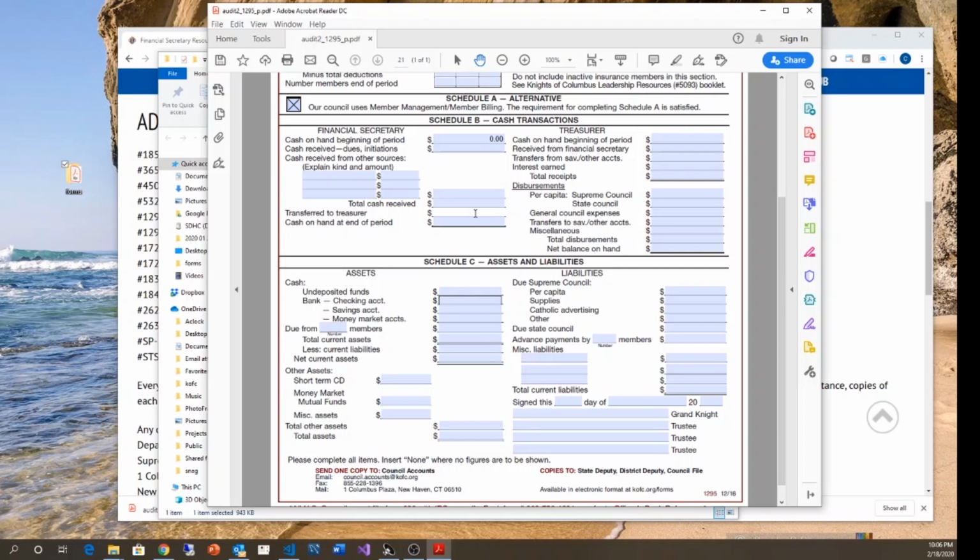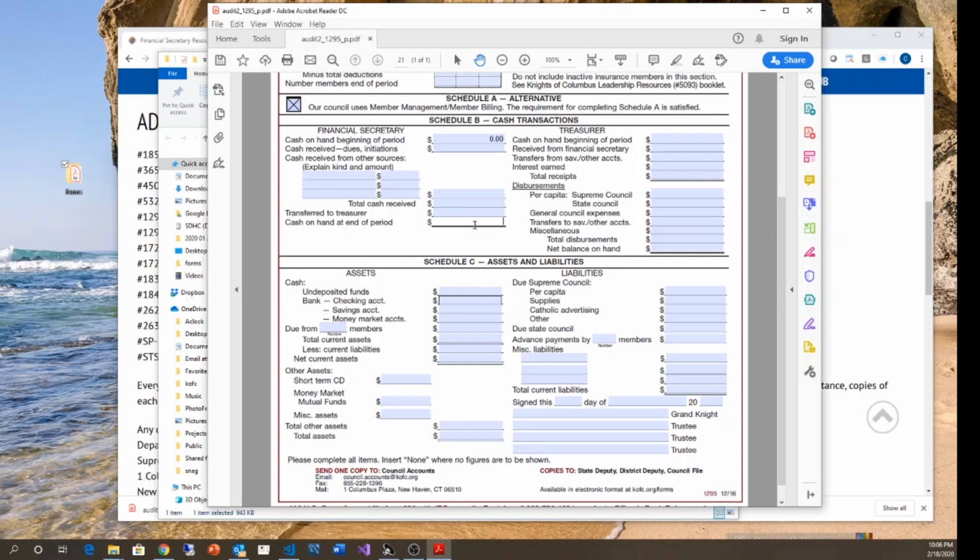The next line here, transfer to the treasurer. Simply, these are the cash transfer reports that are done from the financial secretary to turn money over to the treasurer. The financial secretary will be able to give that to you, or you can go and add up those receipts yourself and verify that that money is there and has been turned over to the treasurer.